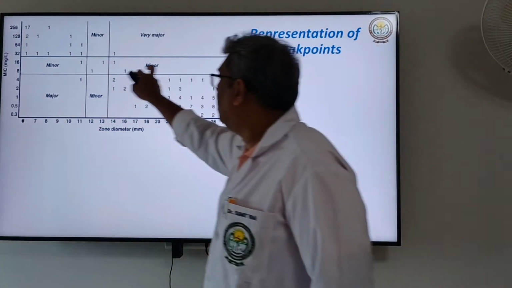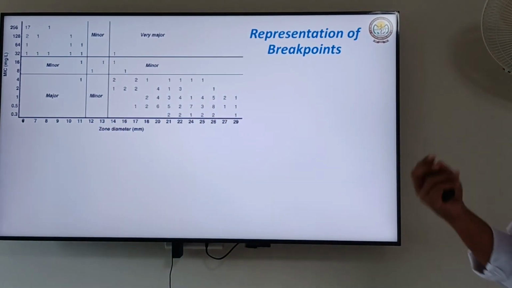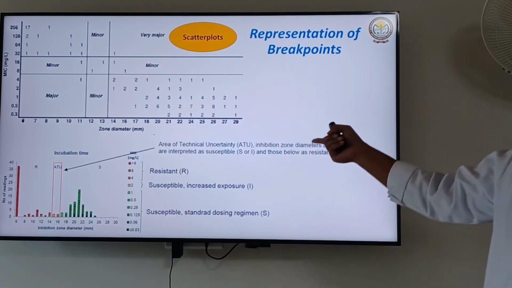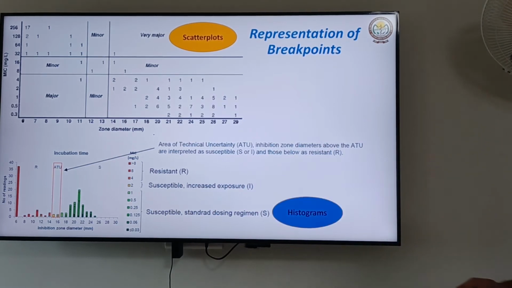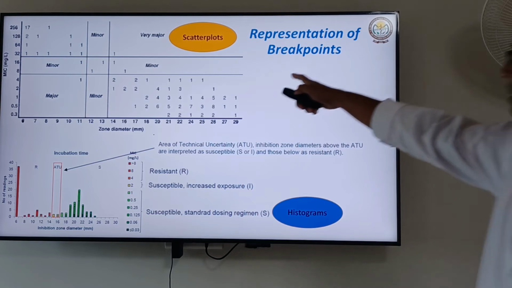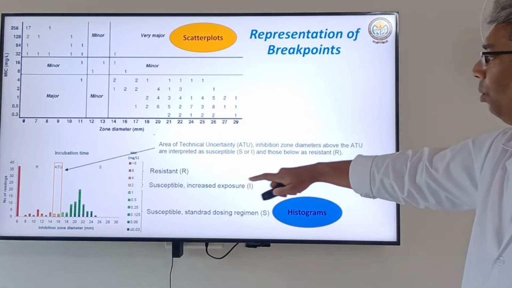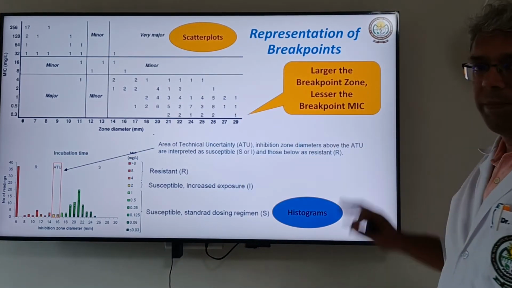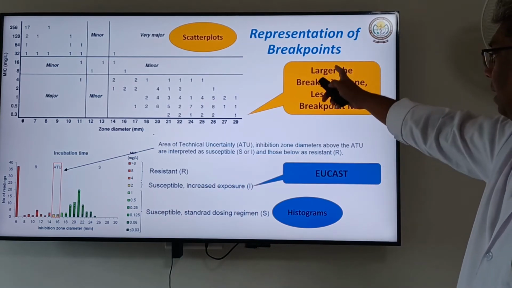This is where susceptible, intermediate or resistant lies. But before that, there's a thing known as the area of technical uncertainty, defined by EUCAST. This is a scatter plot method usually used by CLSI. This is the histogram method usually used by EUCAST. As I can say, the larger the breakpoint zone, the lower the breakpoint MIC. This is CLSI, this is EUCAST.